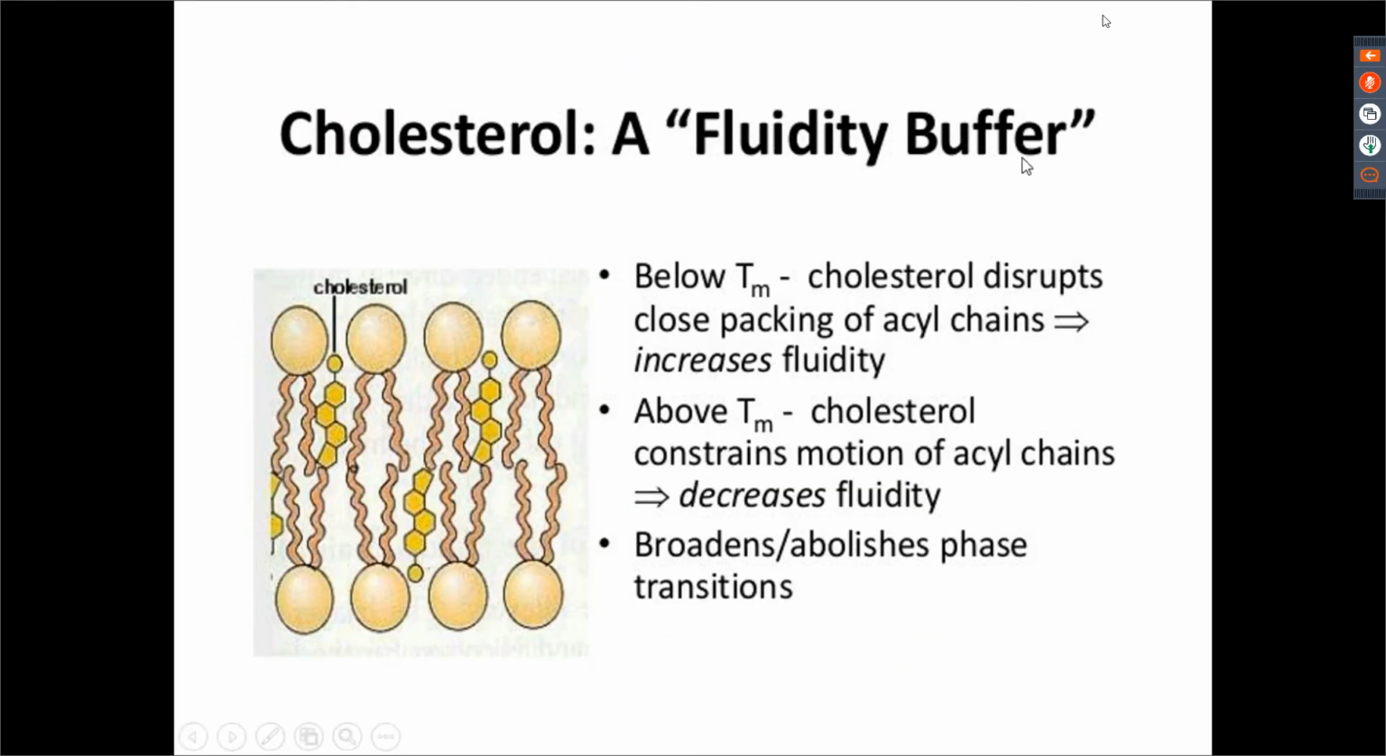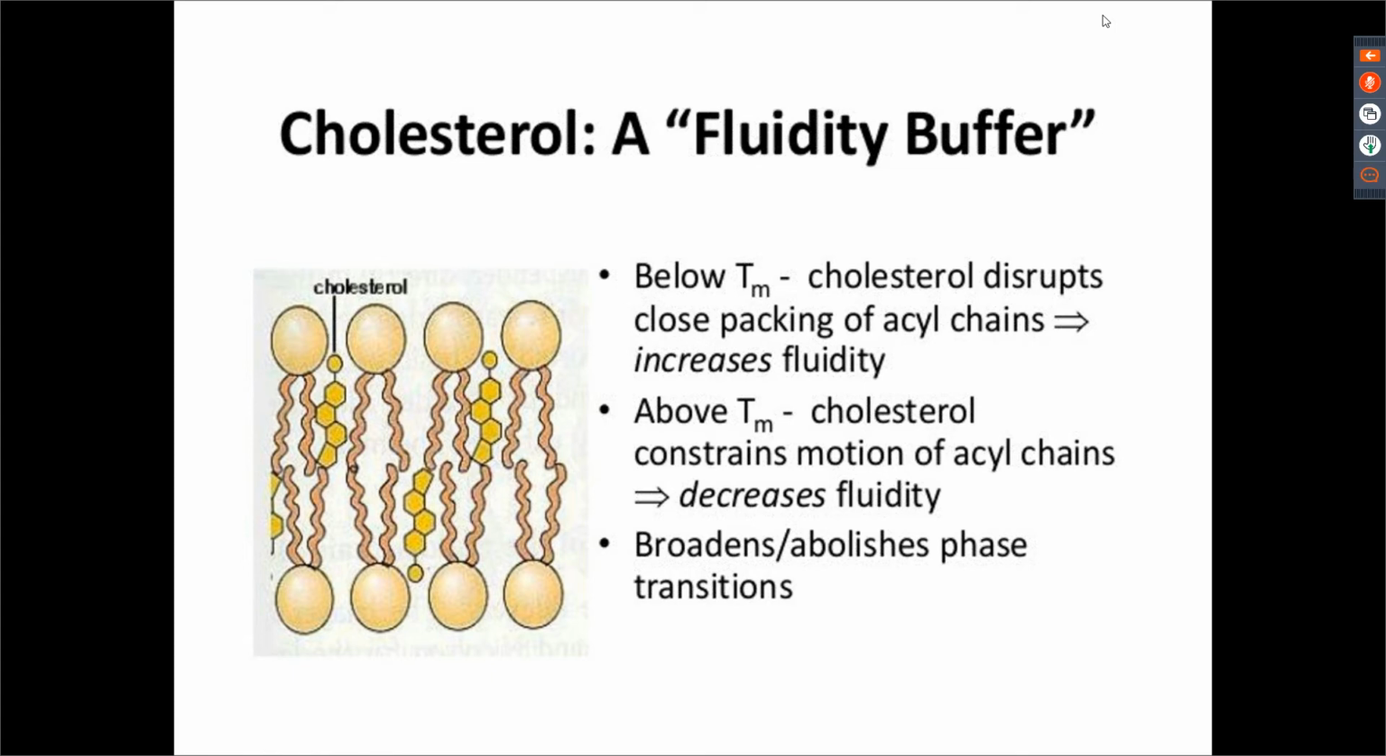Also, cholesterol is a fluidity buffer. That is, when the temperature is below Tm, cholesterol disrupts the close packing of acyl chains, causing increased fluidity. And when the temperatures are above Tm, cholesterol constrains motion of acyl chains, leading to decreased fluidity.